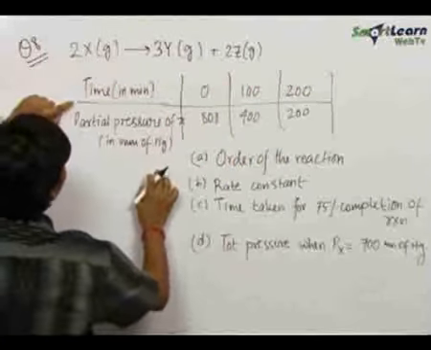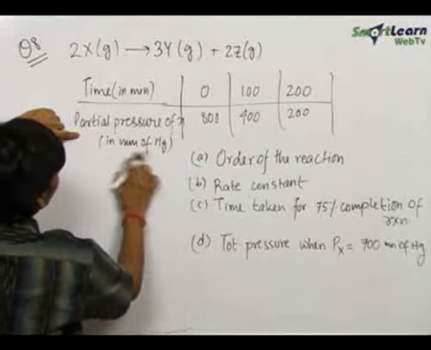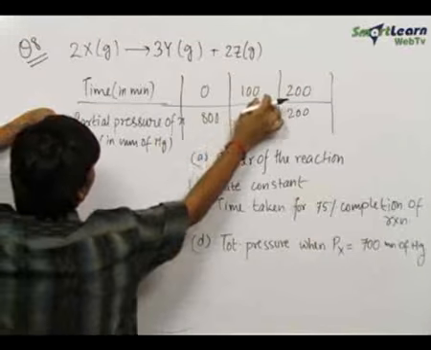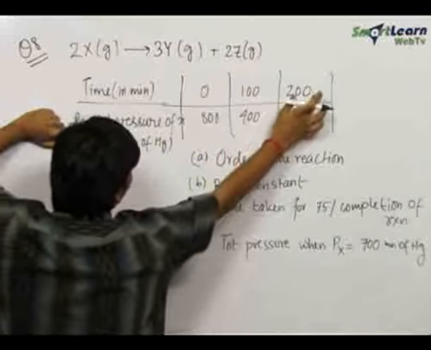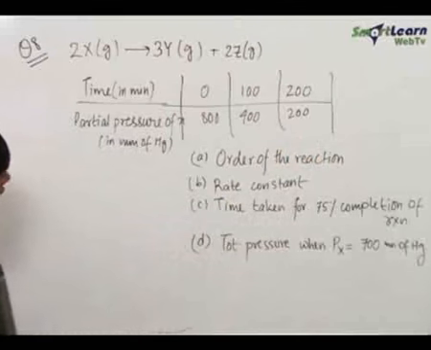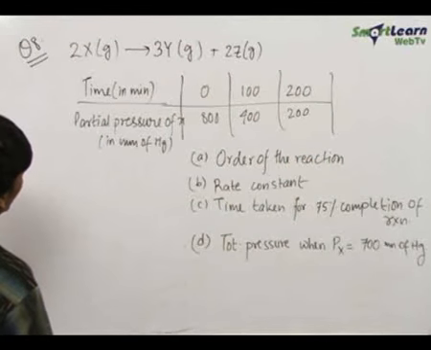At time 0 minutes, the partial pressure of X in millimeters of Hg was 800. At t is equal to 100 minutes, it was 400. At 200 minutes, it was 200. We need to find out the order of the reaction.